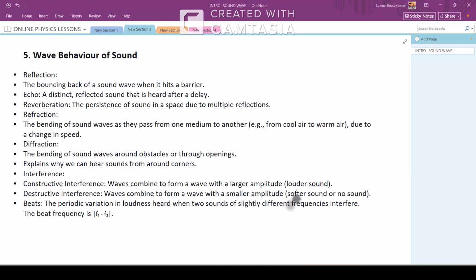So back to the characteristics. All right, so here you see that it says diffraction is the bending of sound waves around an obstacle. So when you have an obstacle and the wave is able to meander its way through these obstacles, then it is living up to its characteristic, which is diffraction. Okay, so it goes on to say this explains why we can hear sound from around corners.